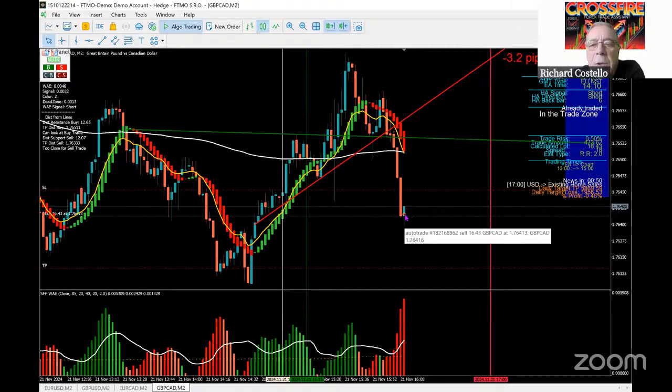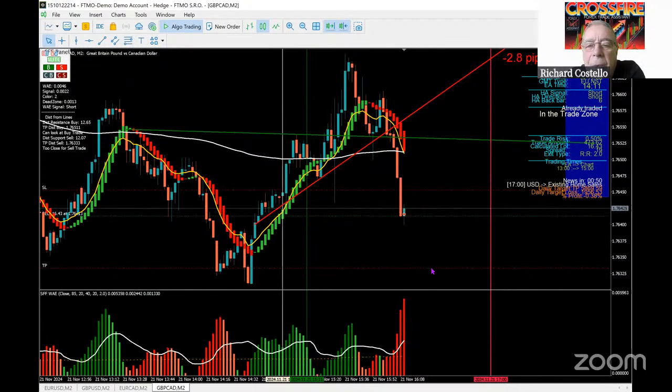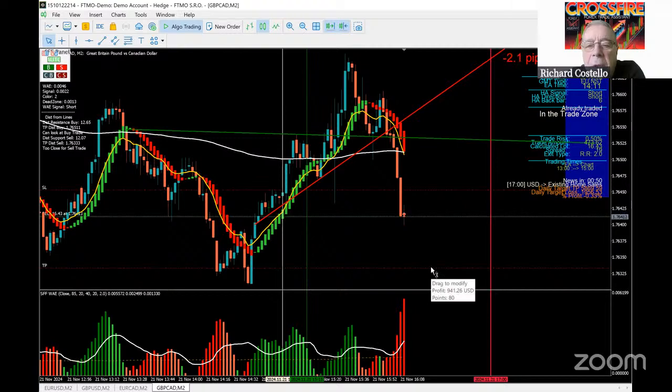That's the point at which it got me in. It's marked off my trend line, my stop loss. If you hover over it, the stop loss is four pips or 40 points. My take profit is down here. And if I hover over it, it should change to, there we go, 80 points or 8 pips. Now you can modify those by dragging them in either direction.